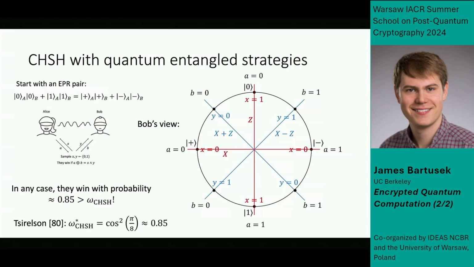And the interesting thing about this is that it's bigger than the classical value of the CHSH game. And in fact, it was shown that this is tight. Tsirelson, I think in 1980, showed that indeed this is the optimal value of the CHSH game. No quantum entangled strategy can do better than 0.85.